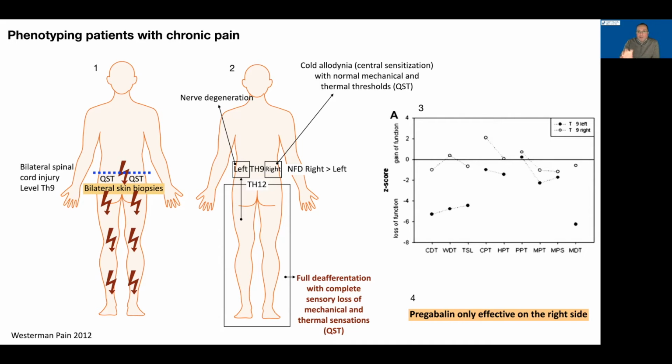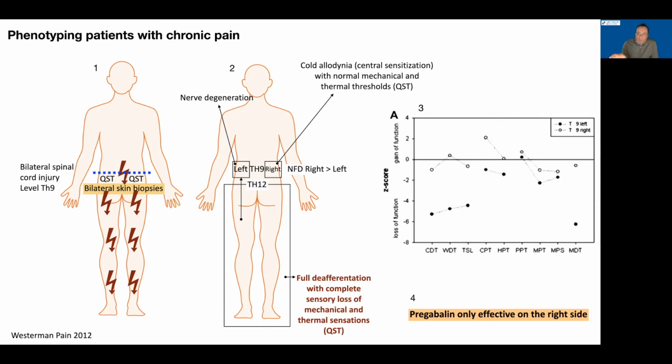In contrast, on the right side, at the level of thoracic 9, they showed cold allodynia as a marker of central sensitization with normal mechanical and thermal thresholds. Very interesting. I show that on the right side in the graph. You can see in black the left side of this patient, which shows quite a loss of function, while on the right side, you can see that the cold pressor test had a hyperfunction. So there was an increase in function. Otherwise, the white dots are normal.